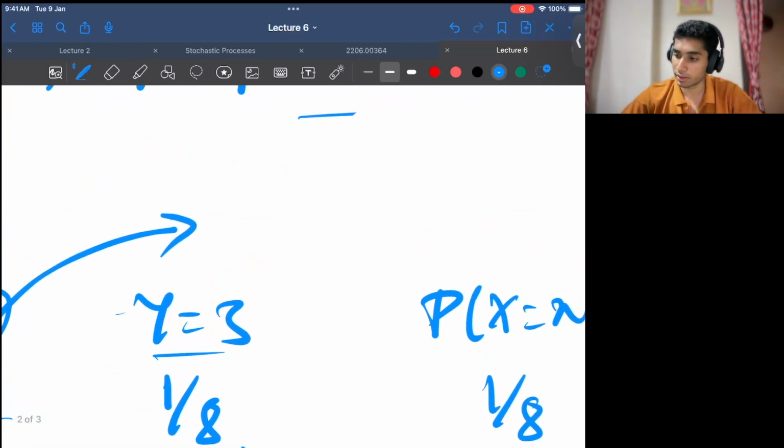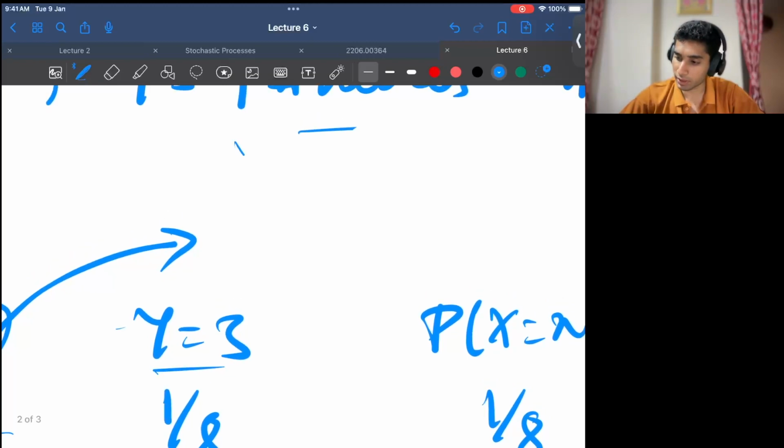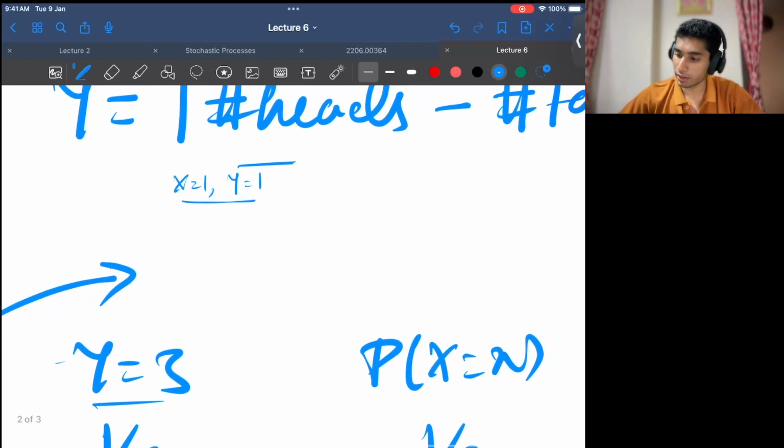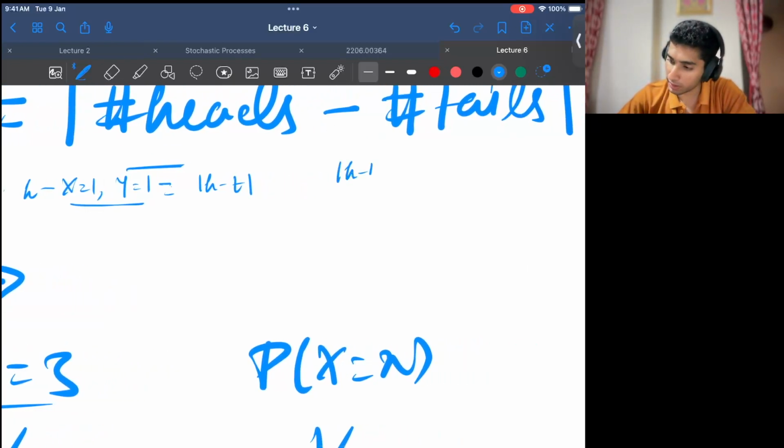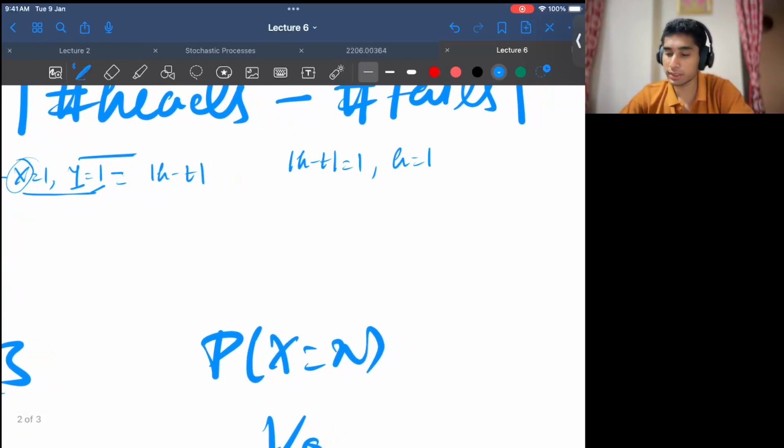Okay. So you're given that x is equal to 1 and y is equal to 1. Now what is y? Y is equal to mod of h minus t, right? And what is x? X is basically h, the number of heads. It is given to you that mod of h minus t, y, is equal to 1, and it is given x is equal to 1. That means h is equal to 1. Okay, this much is clear.